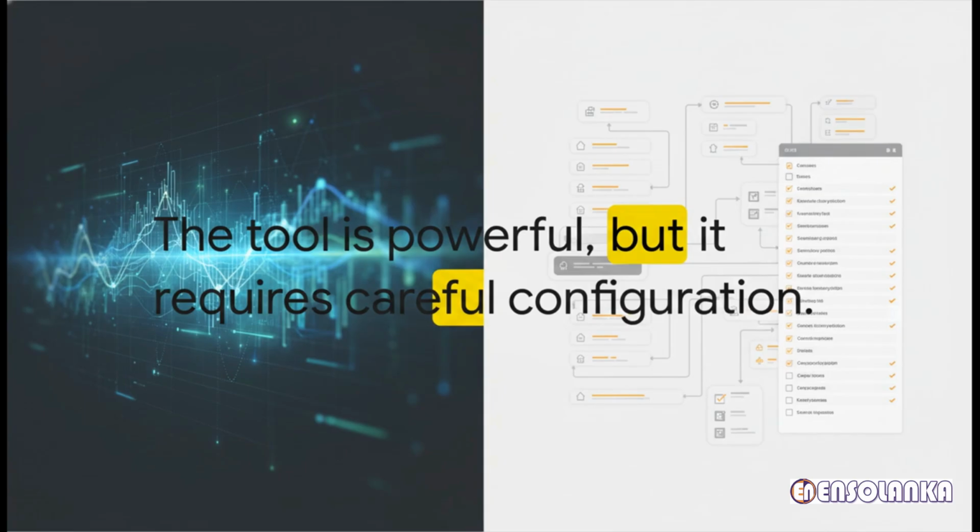Or think about when you're evaluating a system. Using but lets you give a balanced expert opinion. You're acknowledging a big strength, it's powerful, but you're also highlighting a critical detail. It needs careful configuration. That's the kind of nuanced communication that really builds trust and makes you sound credible.